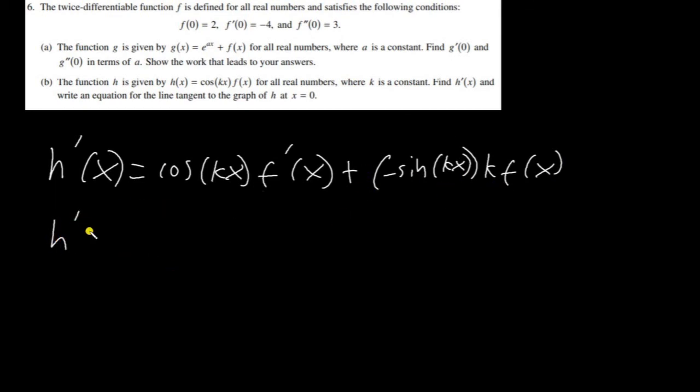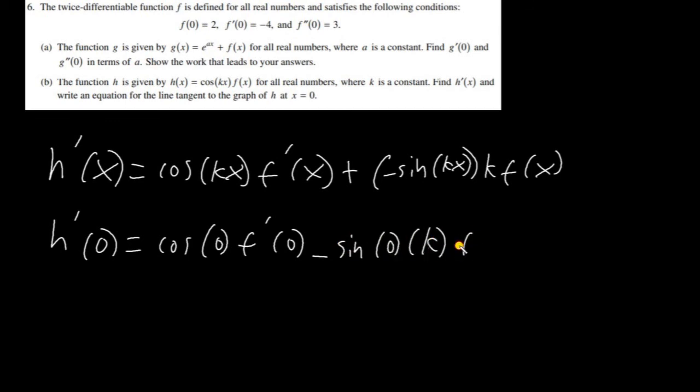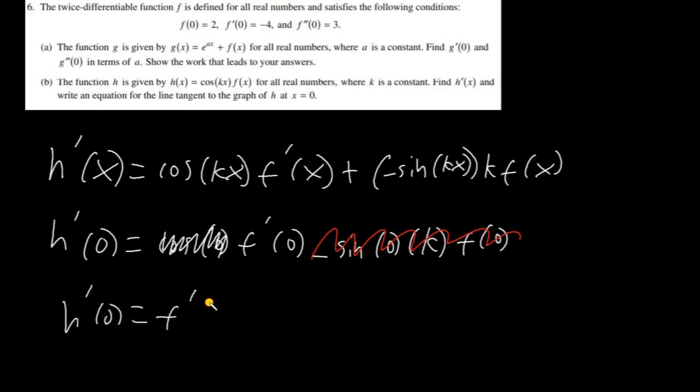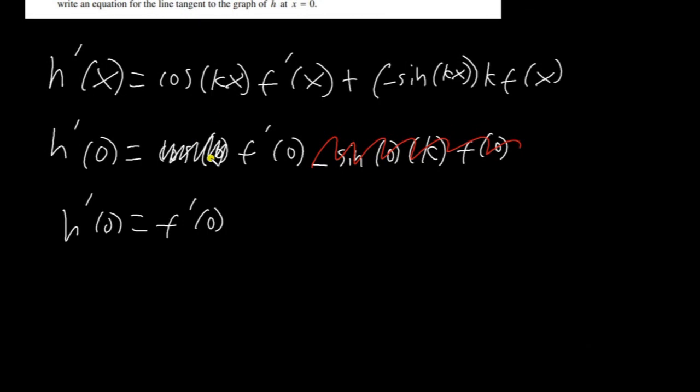So if we want to find h prime of 0, we'll just plug in 0 into here. We're going to get cosine of 0 times f prime of 0 minus sine of 0 times k times f of 0. And then notice that sine of 0 is just 0, so this entire part of the equation is just gone. And then also notice that cosine of 0 is 1, so we can ignore that as well. So we just have h prime of 0 equals f prime of 0, okay? So if f prime of 0 is -4, like I said, so h prime of 0 equals -4.